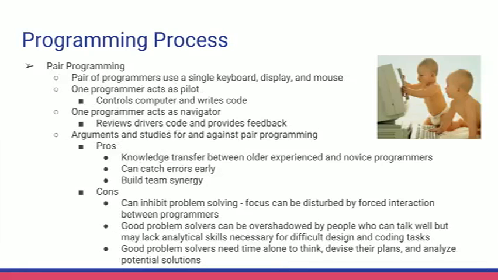Then finally, we have pair programming. Pair programming is when two programmers use a single keyboard, display, and mouse. One acts as the pilot who controls the computer and writes the code. One acts as the navigator who reviews the driver's code and provides feedback. And there have been multiple studies arguing for and against paired programming, and there are pros and cons.